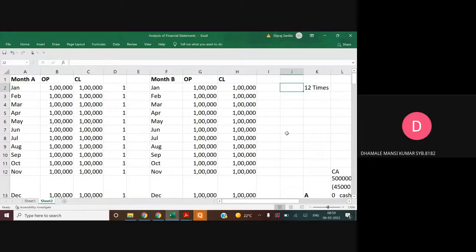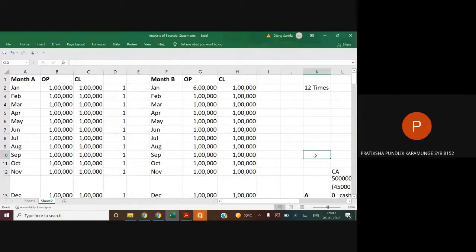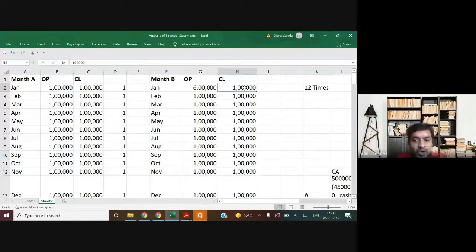Okay, now the second example, let's say 6 lakh rupees stock it has been received. How much stock did this one purchase? 6 lakh, as on 1st January. Okay. Now both companies' sales are equal. This one made 1 lakh rupees cost of goods sold in the month of January. So how much is left? 5 lakh.